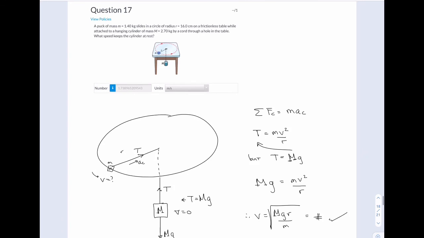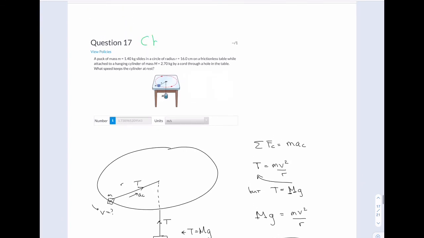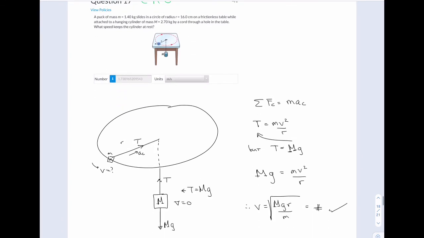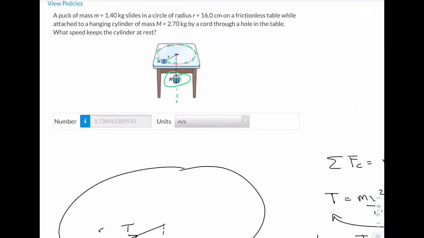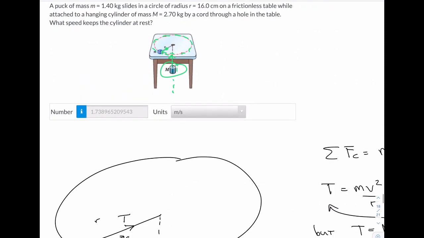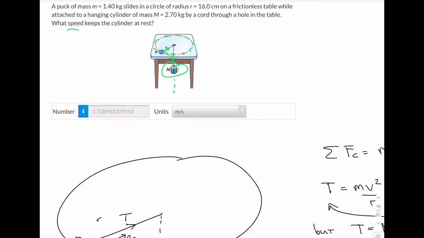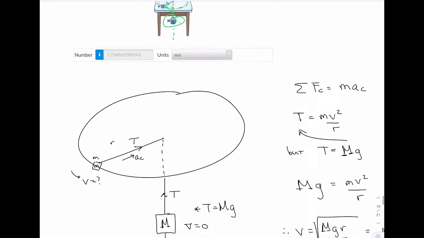Okay, so here's one, this is also chapter 6, where this thing is going around in a circle on a frictionless table. This one doesn't fall to the ground because there's a string tension that prevents it. And the tension is due to this thing going around in a circle. That's what they want you to find: what speed for this little puck going around prevents this thing from falling down.